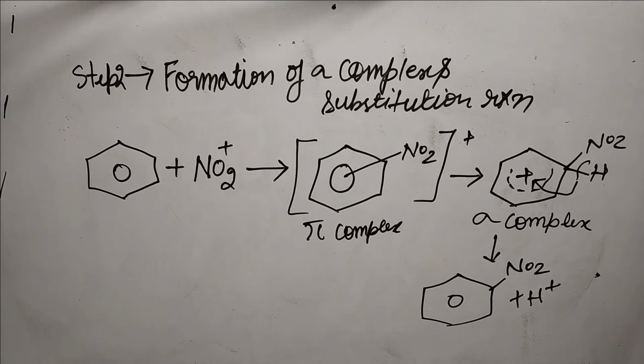So this is the electrophilic substitution reaction where NO2 plus, the nitronium ion, is the electrophile. It substitutes one of the hydrogens on the carbon. So the nitrobenzene will form. Our product is nitrobenzene. So this is the nitration reaction.